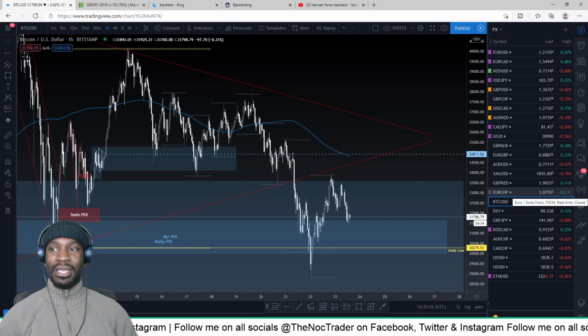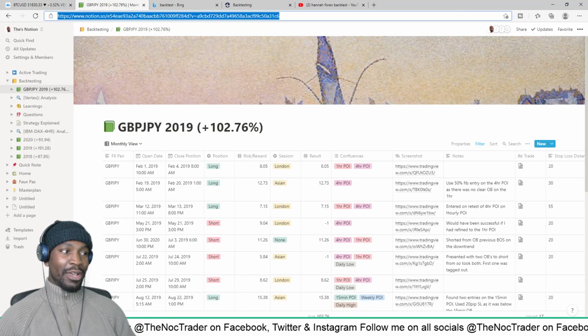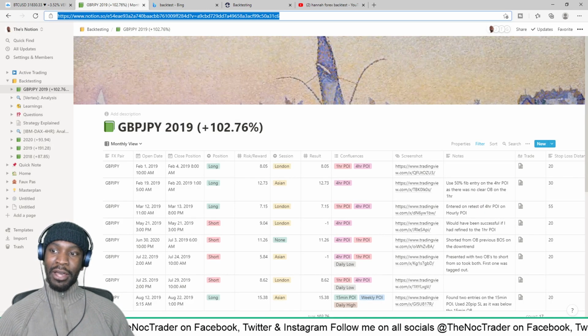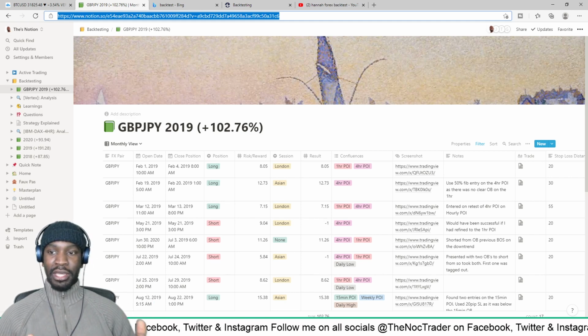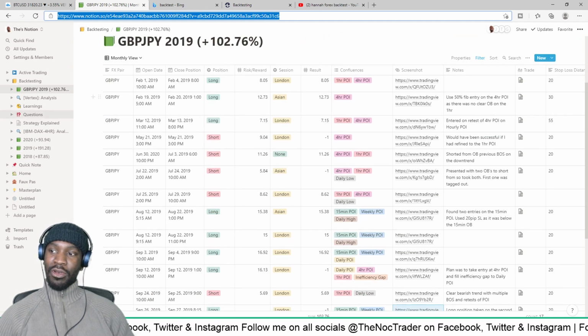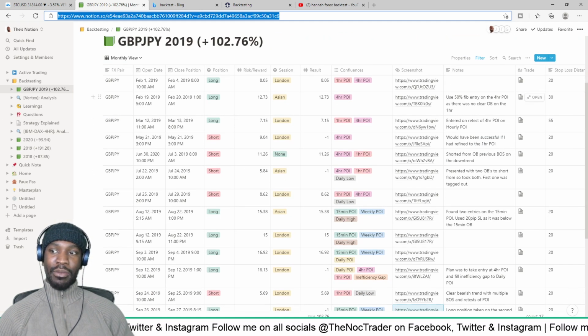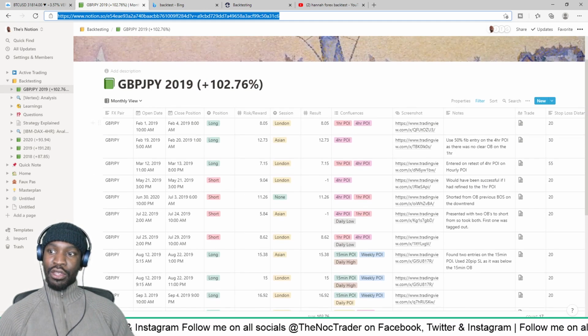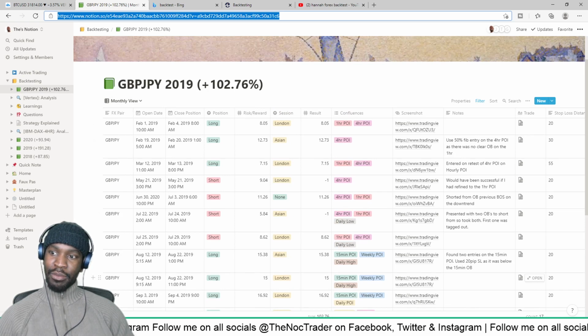So as I was saying, I've learned a new strategy, but I want to make sure it's robust. So what I did was that I set up an account on Notion. In this Notion account, I backtested the pound versus the Japanese yen 2019. I backtested one year at a time, and this is just an example of how I laid out my data. I used the FX pair, so that's the pair that I'm backtesting.